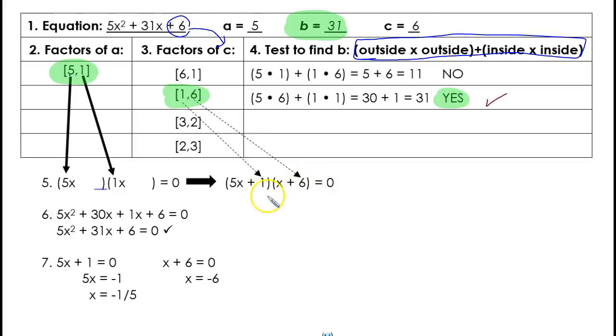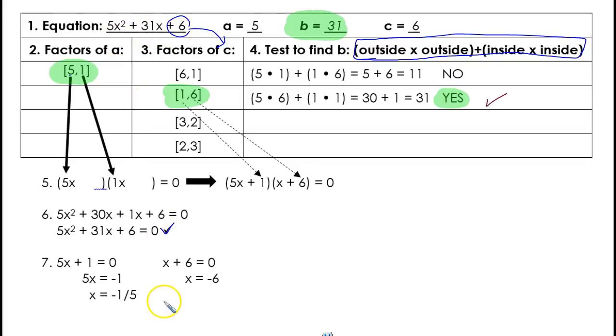Now you do want to take just a second here and test this out and make sure that you did it right. It's really frustrating to get all the way to the end and get the wrong answer when you could have just checked it. So 5x times x is 5x squared, 5x times 6 is 30x, 1 times x is x, 1 times 6 is 6. That's the FOIL process: first, outside, inside, and last. When we clean up by combining the like terms in the middle, 30x plus 1x to get 31x, we get what we started with, which was 5x squared plus 31x plus 6.